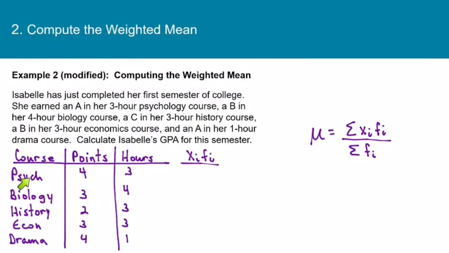And for psychology, 4 times 3 is 12. For biology, 3 times 4 is also 12. For history, 2 times 3 is 6. For econ, 3 times 3 is 9. And for drama, 4 times 1 is 4.